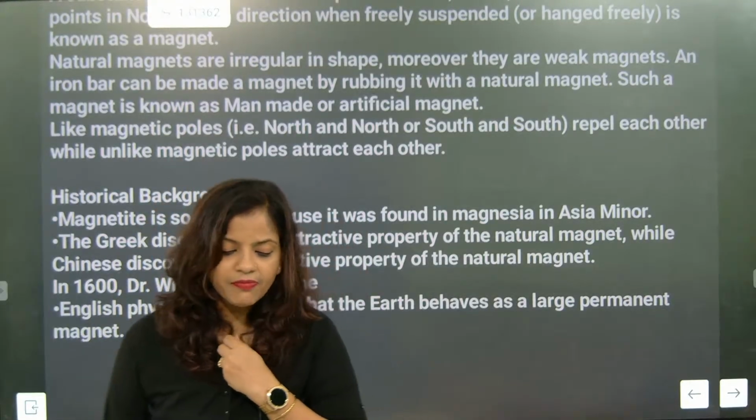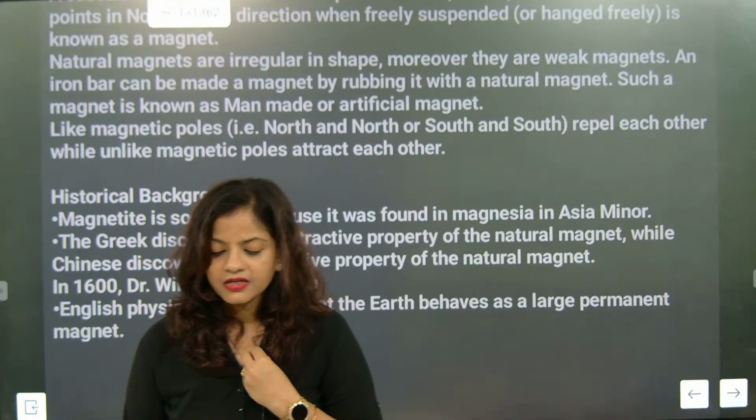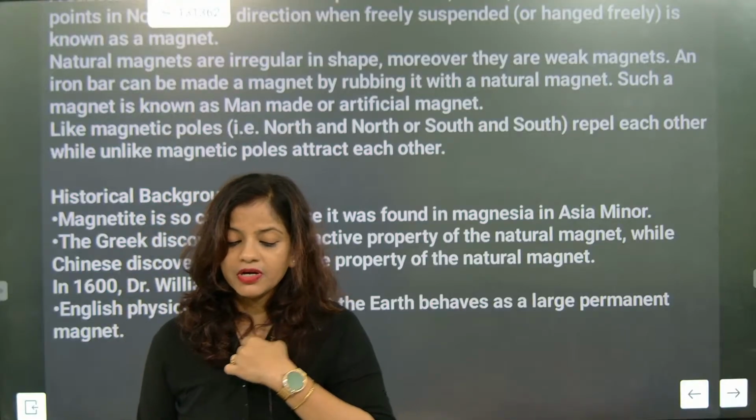Natural magnets are weak magnets. Indeed, natural magnets are weak magnets. That's not a big thing. That is not my question. From earth crust, very good.